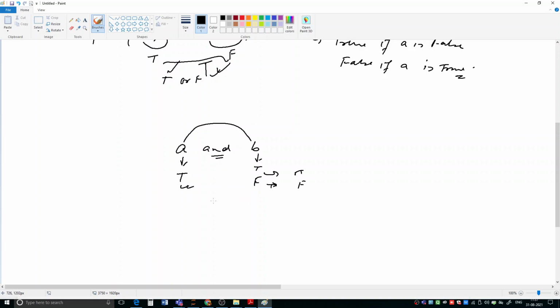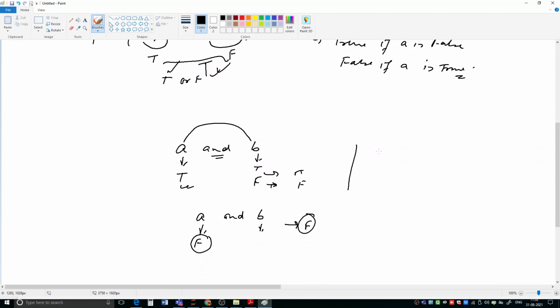Another question here. Suppose we are having the same thing, A and B, and suppose A is false. In this situation, do we need to evaluate B or not? No need, sir, because already we have got false here. Because one is false, no need to check the other one. So we can say definitely that it is going to be false. No need to check the other, right? So that is how you can quickly evaluate the expressions.